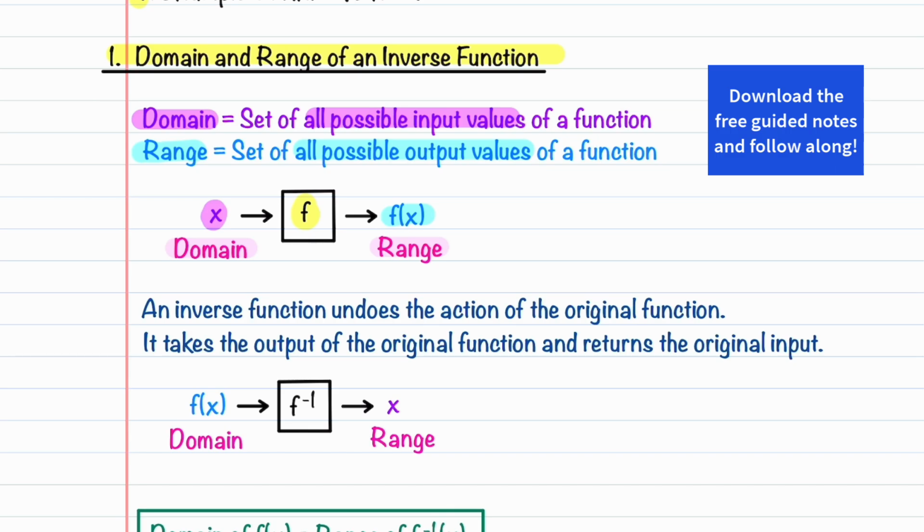Now let's talk about this in the context of inverse functions. Remember, an inverse function undoes the action of the original function. I have a video on this if you need to review that concept. An inverse function takes the output of the original function, that's f of x. You put it into our inverse function, and then our inverse function returns the original input, which is our x value. So for an inverse function, our domain are the values in f of x, and the range is the x values.